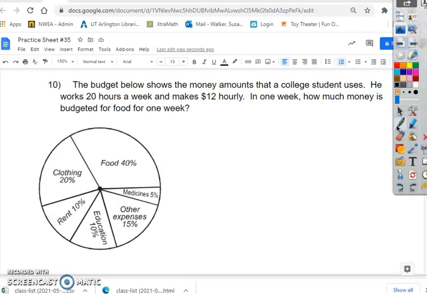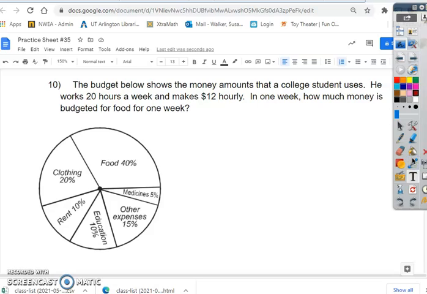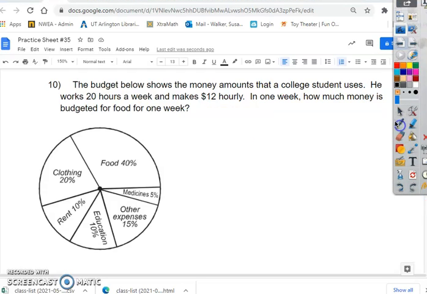The budget below shows the money amounts that a college student uses. He works 20 hours a week and makes $12 hourly. In 1 week, how much money is budgeted for food for 1 week? So I repeated that and I should not have. So I am going to take that out while I'm on here with you. Whoa, that was interesting. Let's try this. I thought I forgot to put it for 1 week, but I obviously did not.